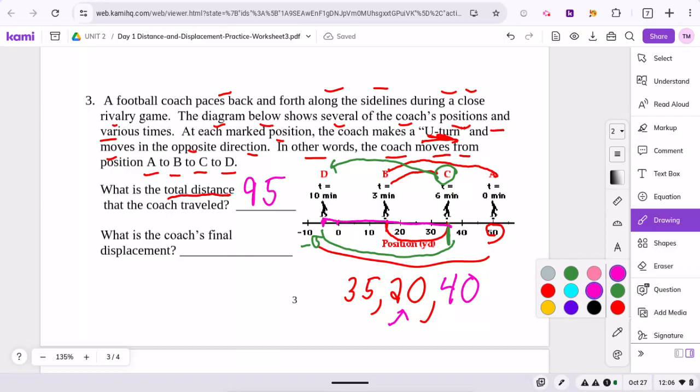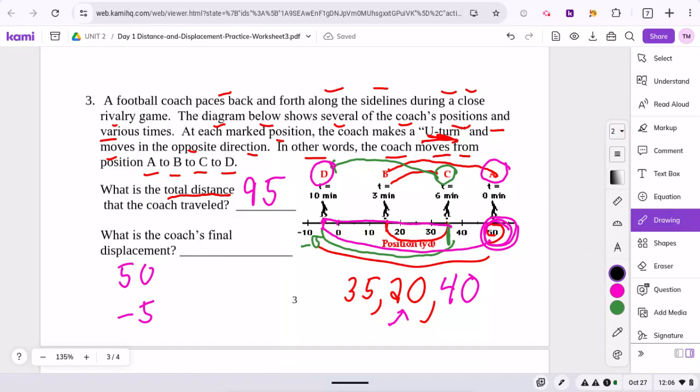Now the displacement is just from the starting point of point A to point D. That's the displacement. So where did he start? Where did he end up? So he started here at 50, and he ended up at negative 5. So he traveled 50 in this direction, and then another 5 for a total of 55.